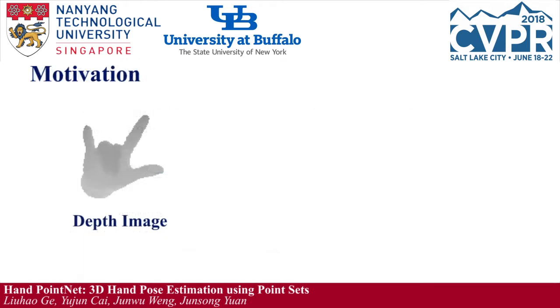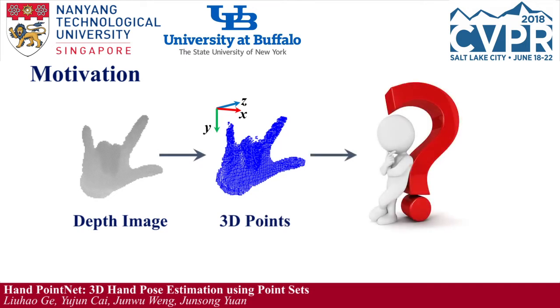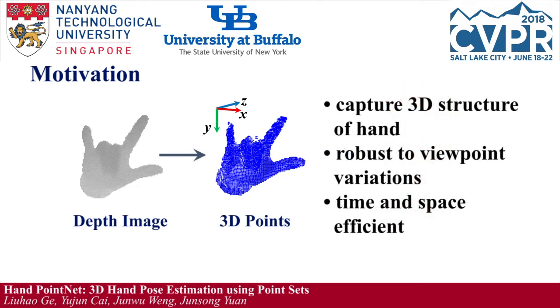Since a depth map can be naturally converted to a set of 3D points, can we estimate 3D hand pose directly from the point cloud? Compared with 2D convolutional neural networks, learning on point clouds can capture the 3D structure of the hand and is robust to viewpoint variations. Compared with 3D convolutional neural networks, direct learning on point clouds is computationally efficient.